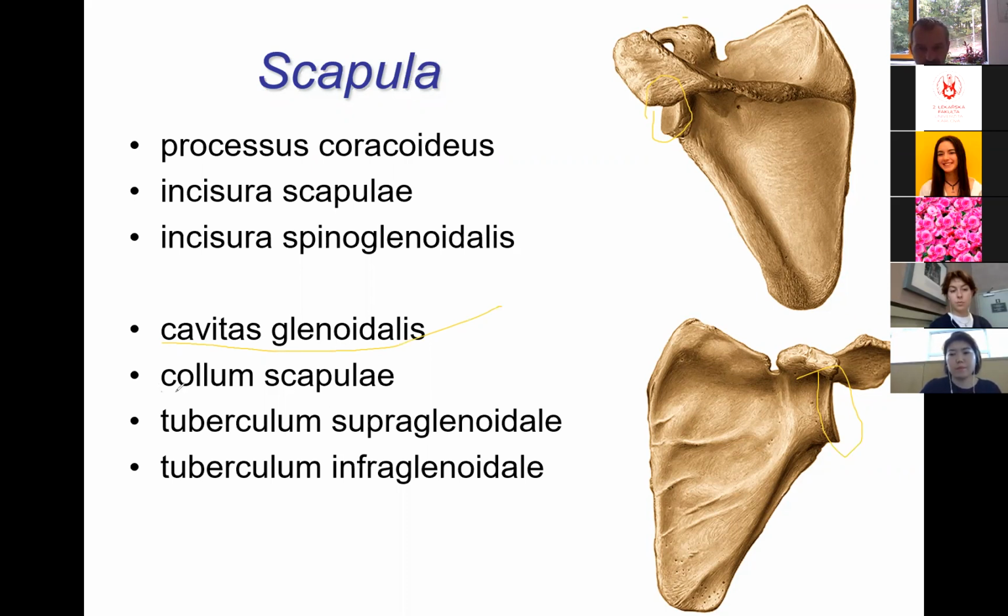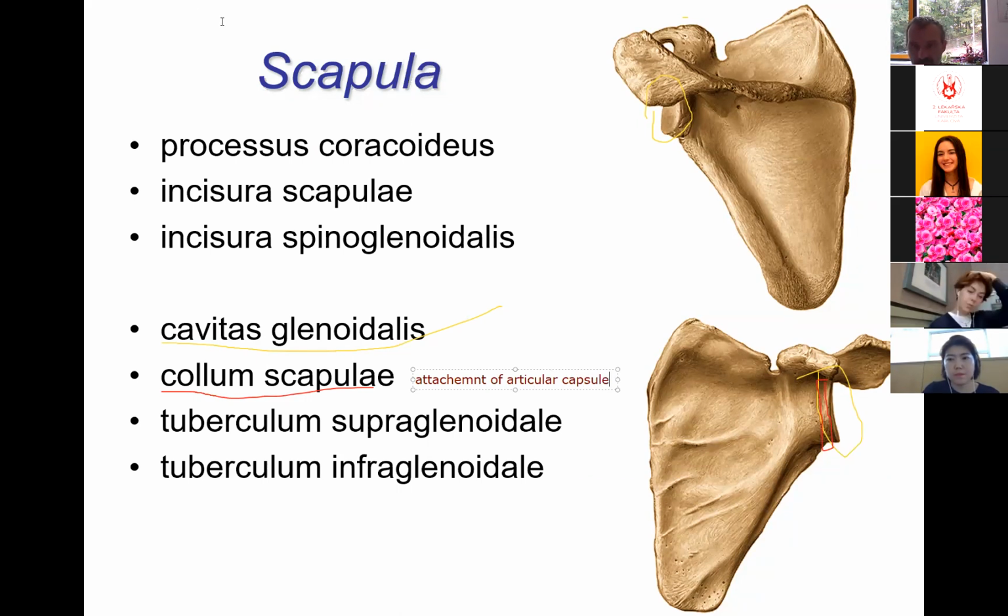Okay, what is the neck of the scapula? The neck of the scapula is this small area where the articular capsule is attached, so it serves for attachment of the articular capsule.